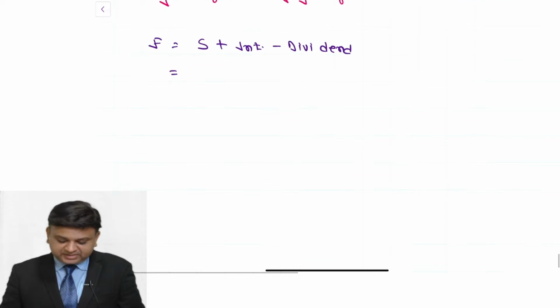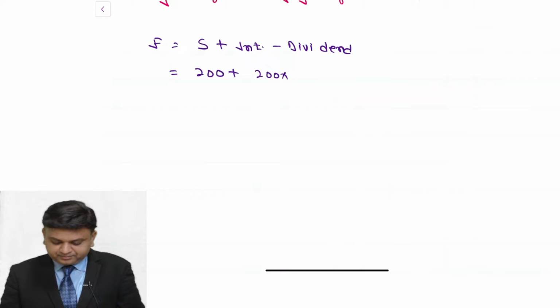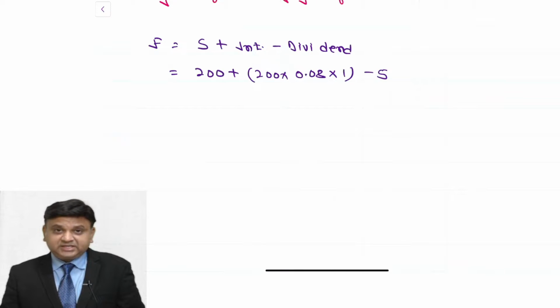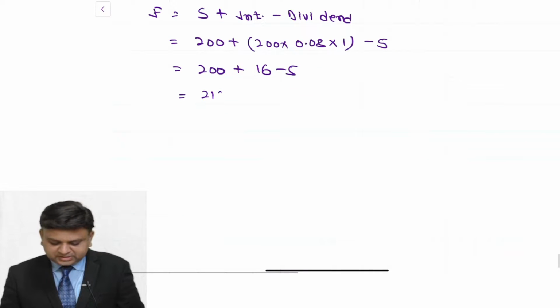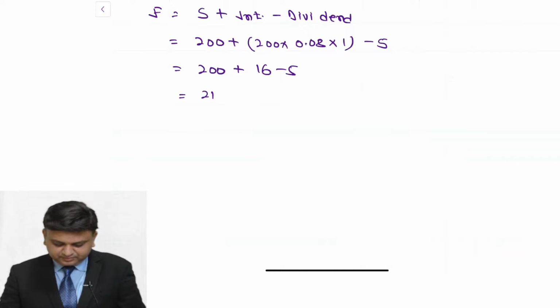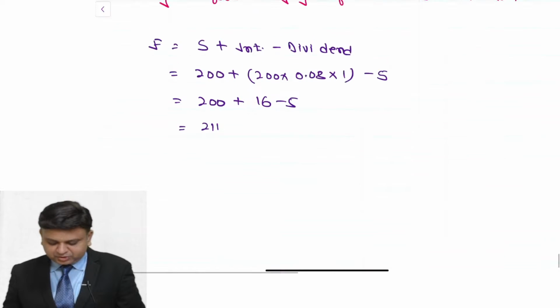What is the spot price? It is 200. What is the interest amount? 200 into 0.08 into time period 1 year, minus dividend is 5. 200 plus 16 minus 5, that comes to 211. This is a way we can make the computation of the answer.